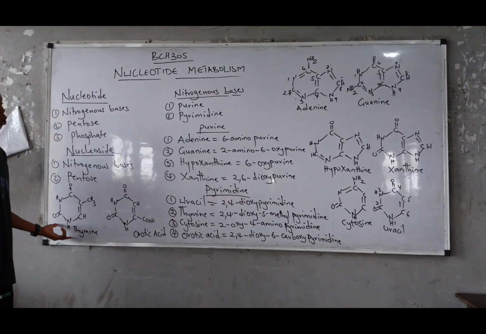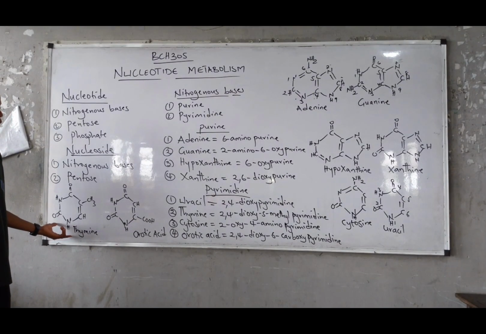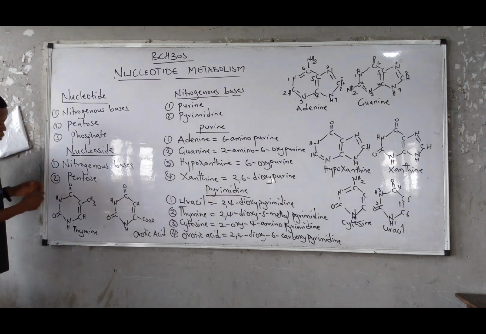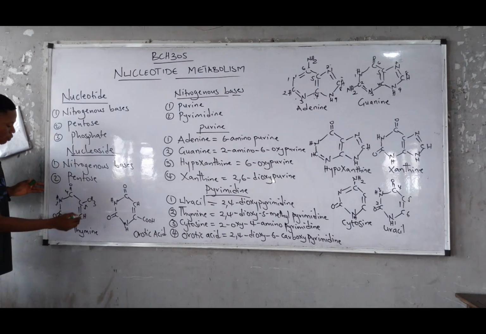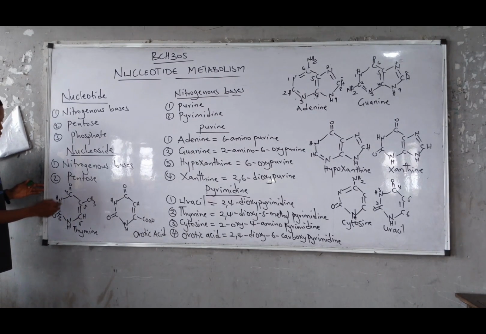For our thymine, this is my thymine. Thymine, we said 2,4-dioxy-5-methylpyrimidine. Because this is 1, 2, 3, 4, 5, 6. So 2,4-dioxy-5-methyl, the methyl group is on position 5.